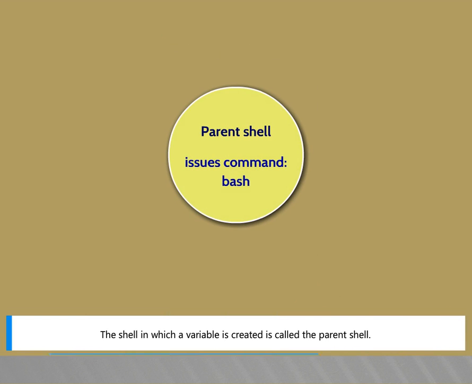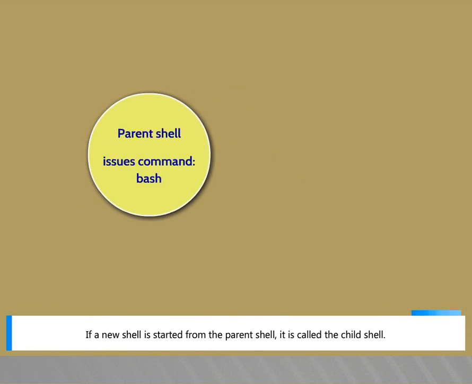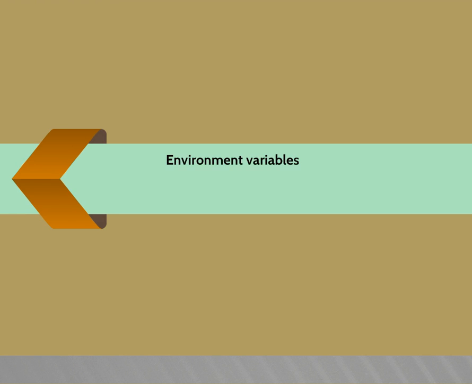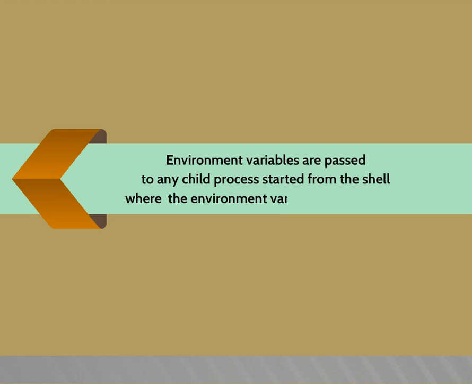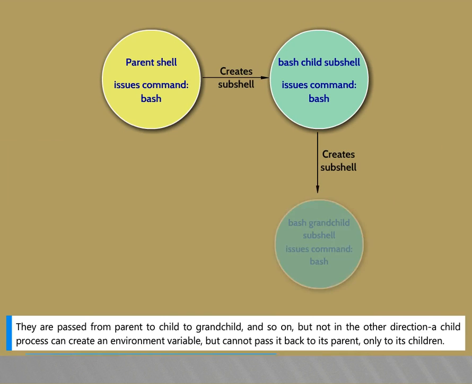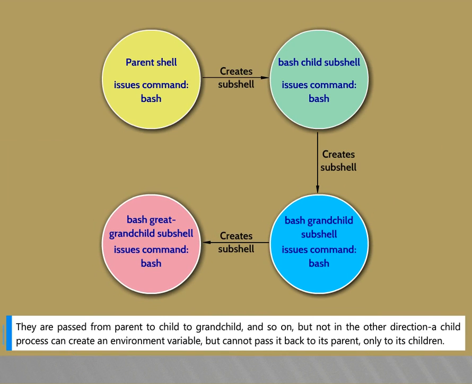The shell in which a variable is created is called the parent shell. If a new shell is started from the parent shell, it is called the child shell. Environment variables are passed to any child process started from the shell where the environment variables were created. They are passed from parent to child to grandchild and so on, but not in the other direction. A child process can create an environment variable but cannot pass it back to its parent, only to its children.